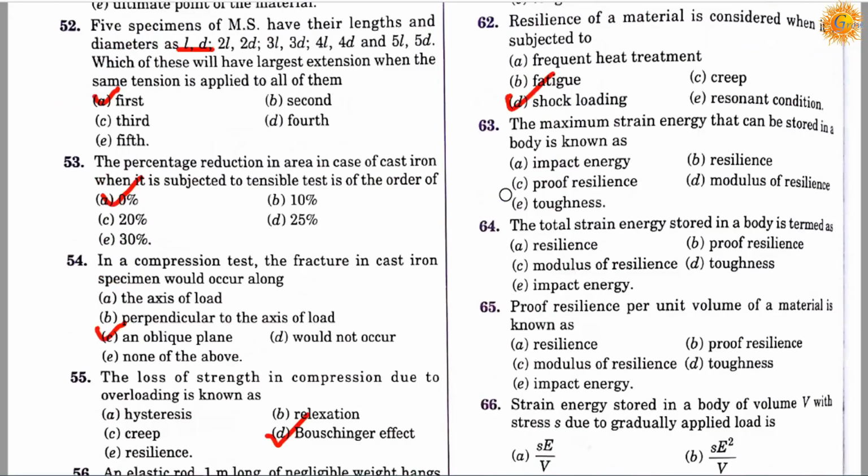Question number 63. The maximum strain energy that can be stored in a body is known as: option A, impact energy; option B, resilience; option C, proof resilience; option D, modulus of resilience; option E, toughness. Correct answer is C, proof resilience.